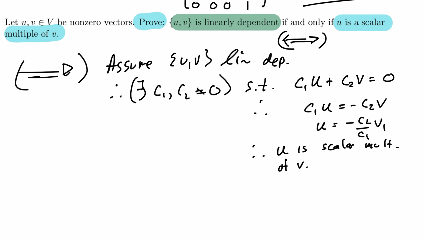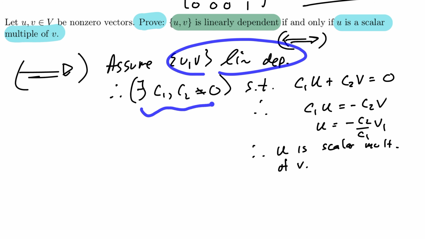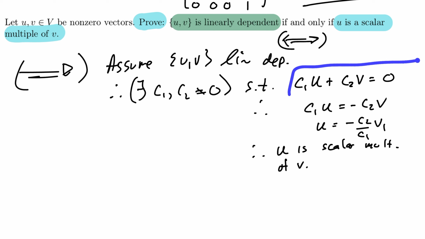So I've assumed that the set's linearly dependent, so there must exist non-zero coefficients whose sum comes out to be 0. That's the definition of linear dependent. But by that, you can isolate for the vector U and write it as a scalar multiple of vector V. So therefore, right away, we know that U is a scalar multiple of vector V. Okay, let's try the other way now.